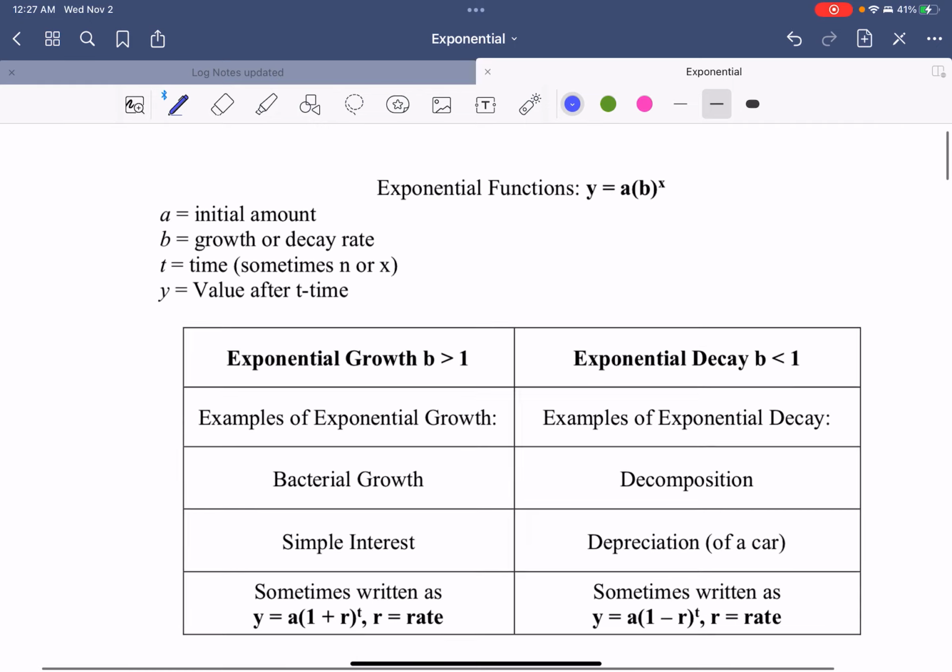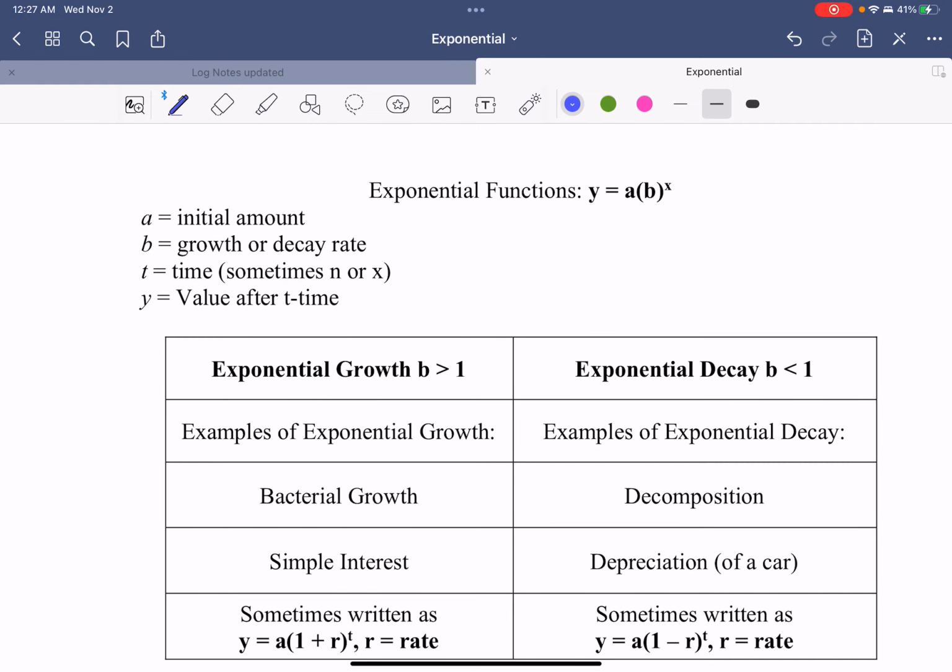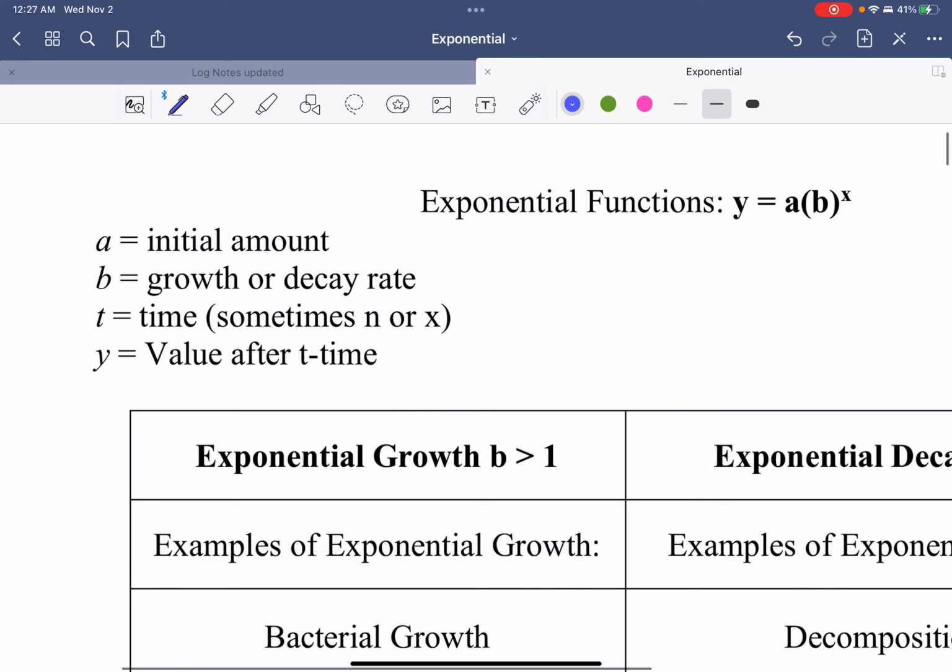We'll start off with the equation for exponential functions, which is y equals a times b to the power of x. Listed below, I have all of the variables. So a stands for the initial amount. On the graph, that initial amount will represent your y-intercept.